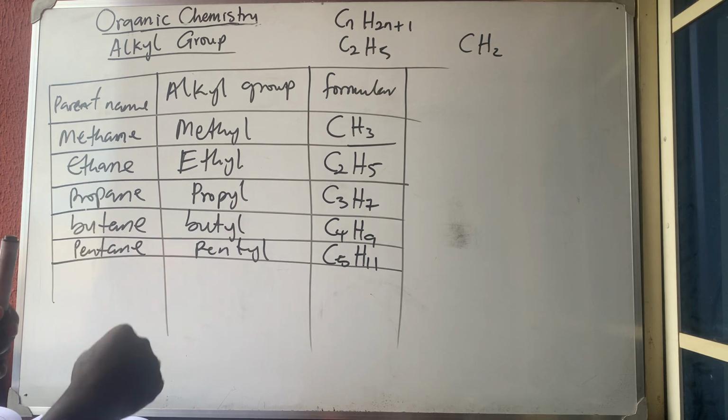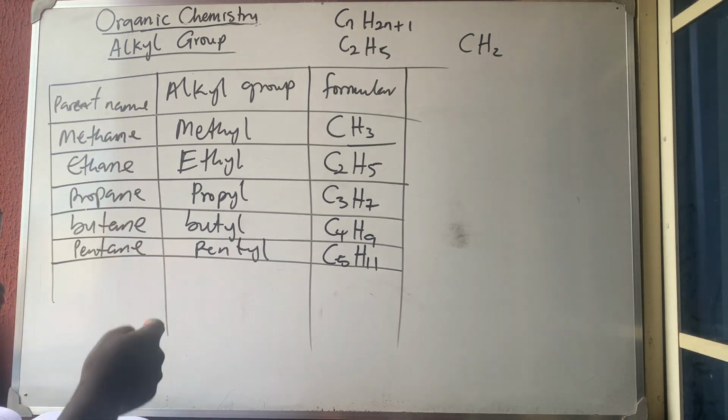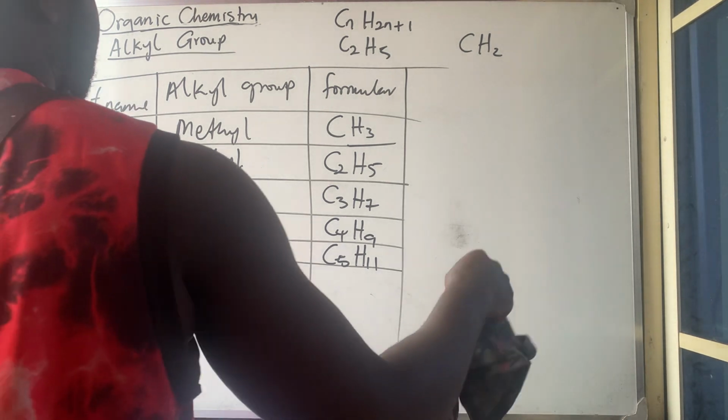So you should know that alkyl groups are gotten from the alkane by removing just one hydrogen. Okay, and that is that. So now let's go to the next one.